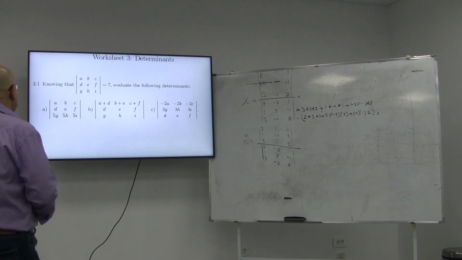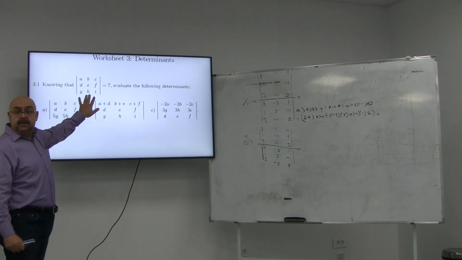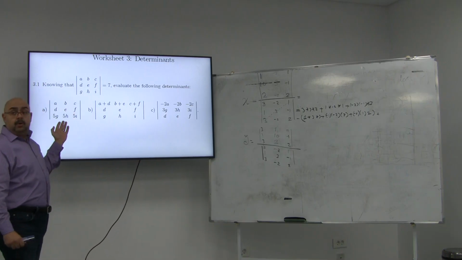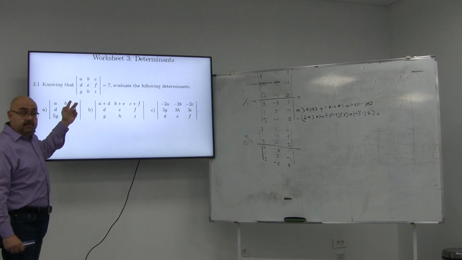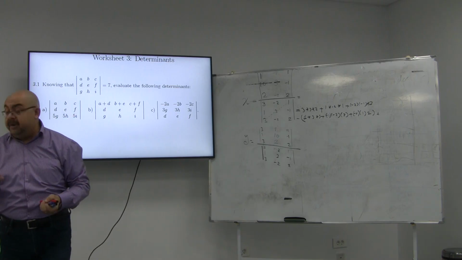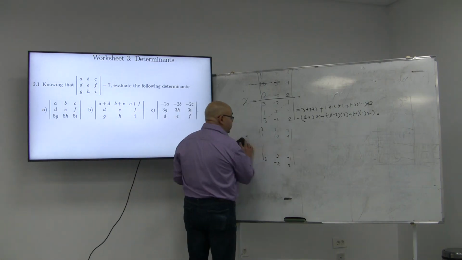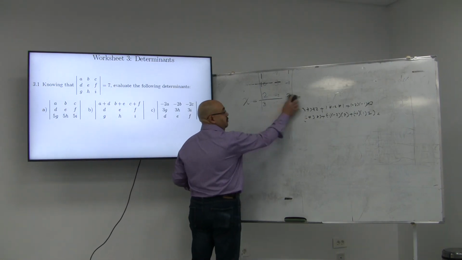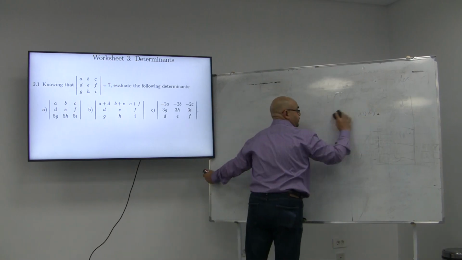So if you look at the given determinant and the first one, what do you see? The first row is exactly the same. Yes. The third row is multiplied by 5. So it's really very simple to evaluate problem number A.